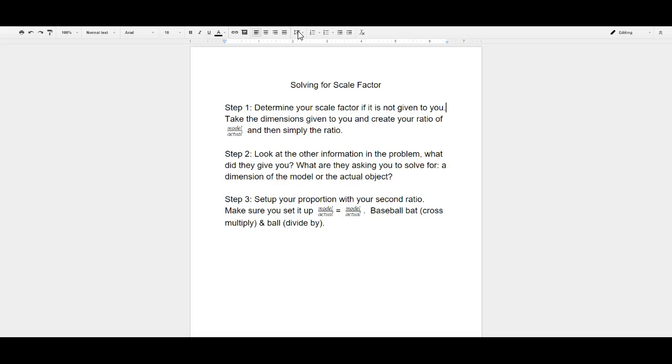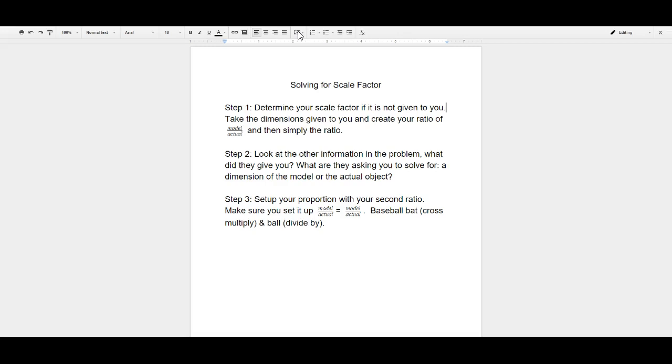So we're going to take those dimensions given to you and create your ratio of model over actual, and then we're just going to simplify that ratio, and that is what's going to give me my scale factor. That's going to be my first ratio. Step two is look at the other information in the problem. What did they give you? What are they asking you to solve for? A dimension of the model or the actual object?